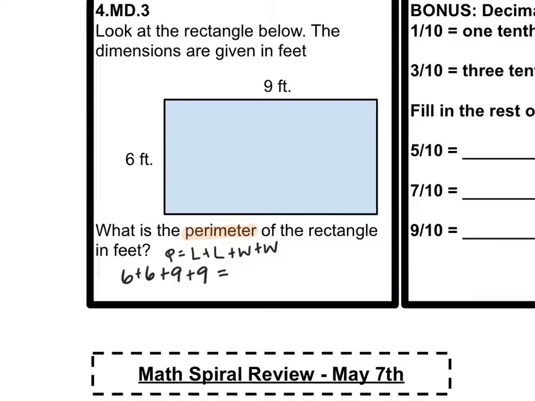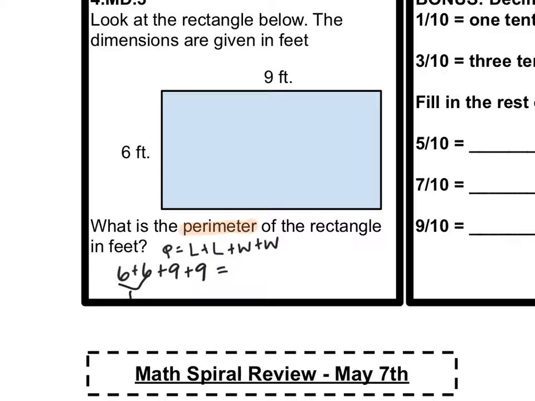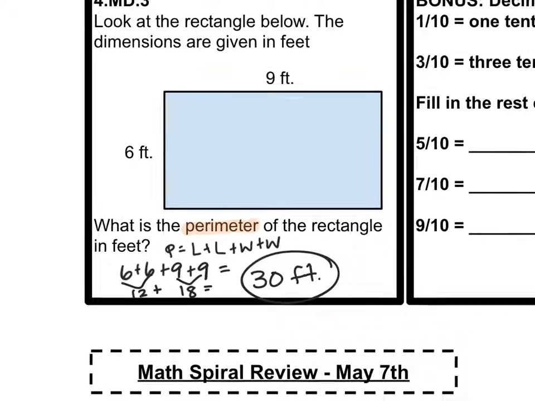You can do this in a couple different ways. I'm going to go ahead and add up 6 plus 6 and get 12, and then add up 9 plus 9 and get 18, and 12 plus 18 is going to give me 30. So my perimeter is going to be 30 feet. The reason why I'm not putting squared feet in there is because that is only for area, and since we're finding perimeter, we do not have to worry about that.